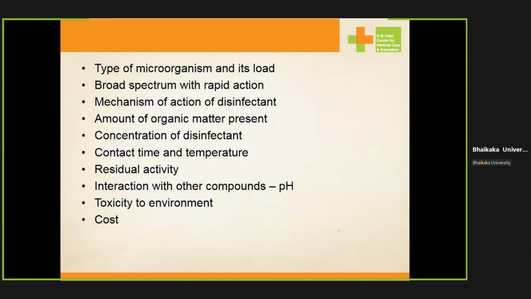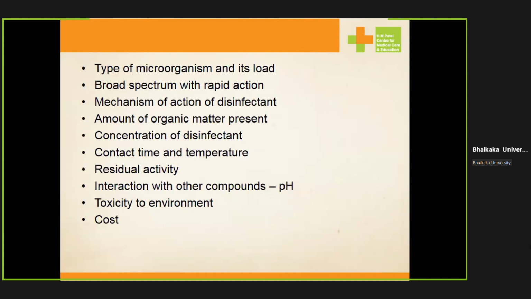So obviously cost is something, but it doesn't mean that we have to purchase the cheapest disinfectants available in the market, because the quality of many disinfectants is not ideal, and whenever you use them in your setup, they will not give you the desired effect. And what you would notice is that the infections in your patients are usually increasing. So all these factors are supposed to be kept in mind while you are selecting a disinfectant for use in your healthcare setup.